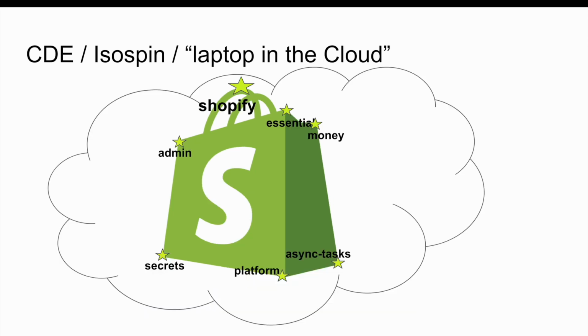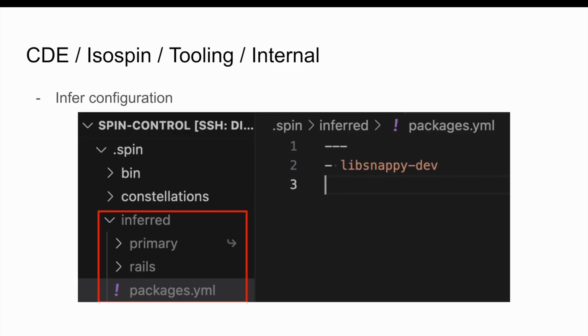Secondly, we decided to bring back the idea of a laptop in the cloud and assemble the whole constellation on one machine. We've also added and improved tooling within Spin. Some of the tools were internal, for example, this infer configuration tool that would detect the type of repository and initialize specific components based on what was inferred. This drastically simplified onboarding of repositories and improved our coverage of projects, and also increased the number of developers working on Spin.